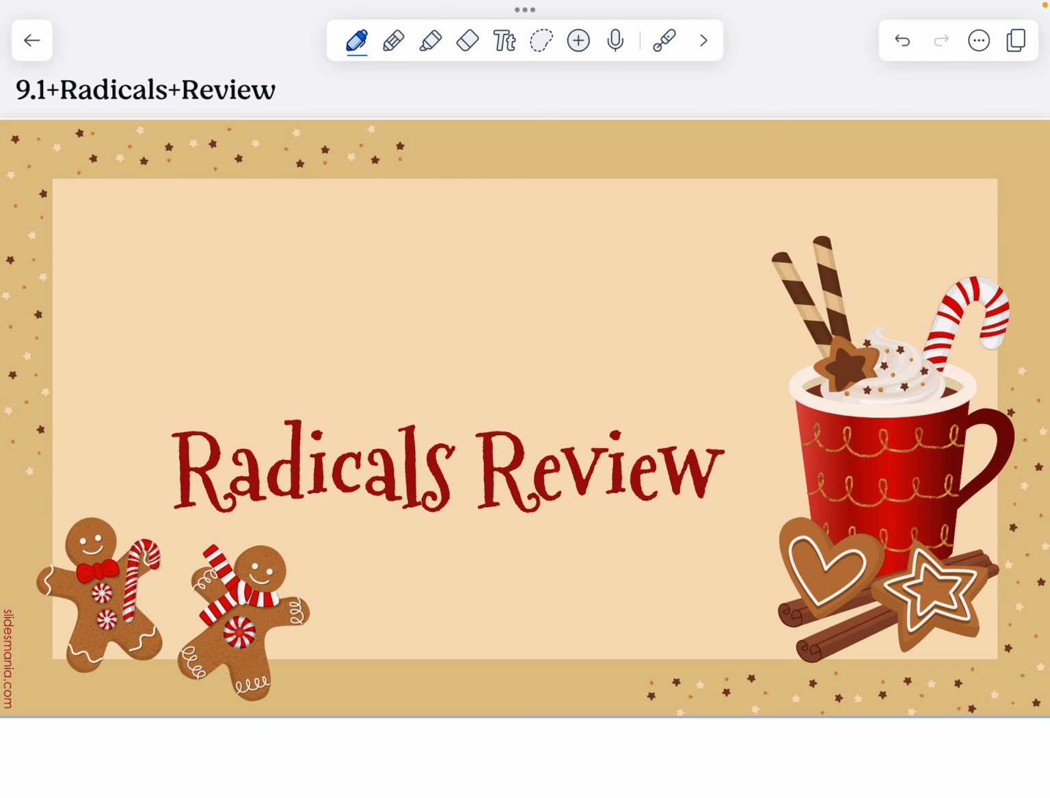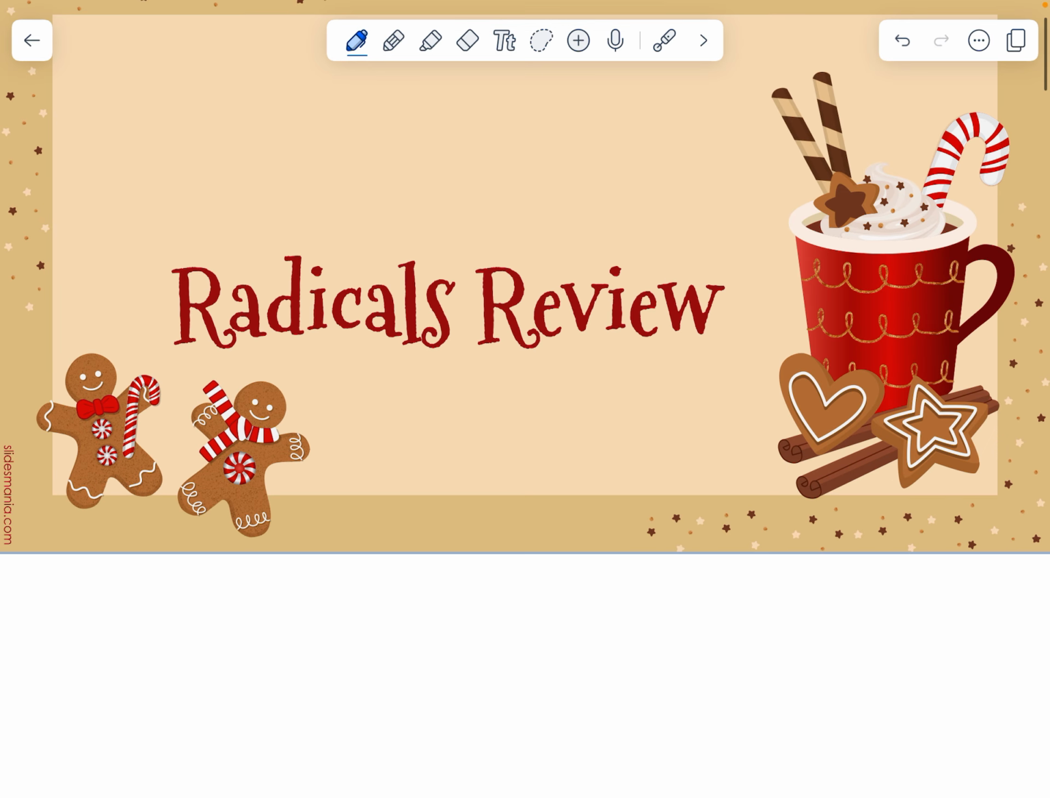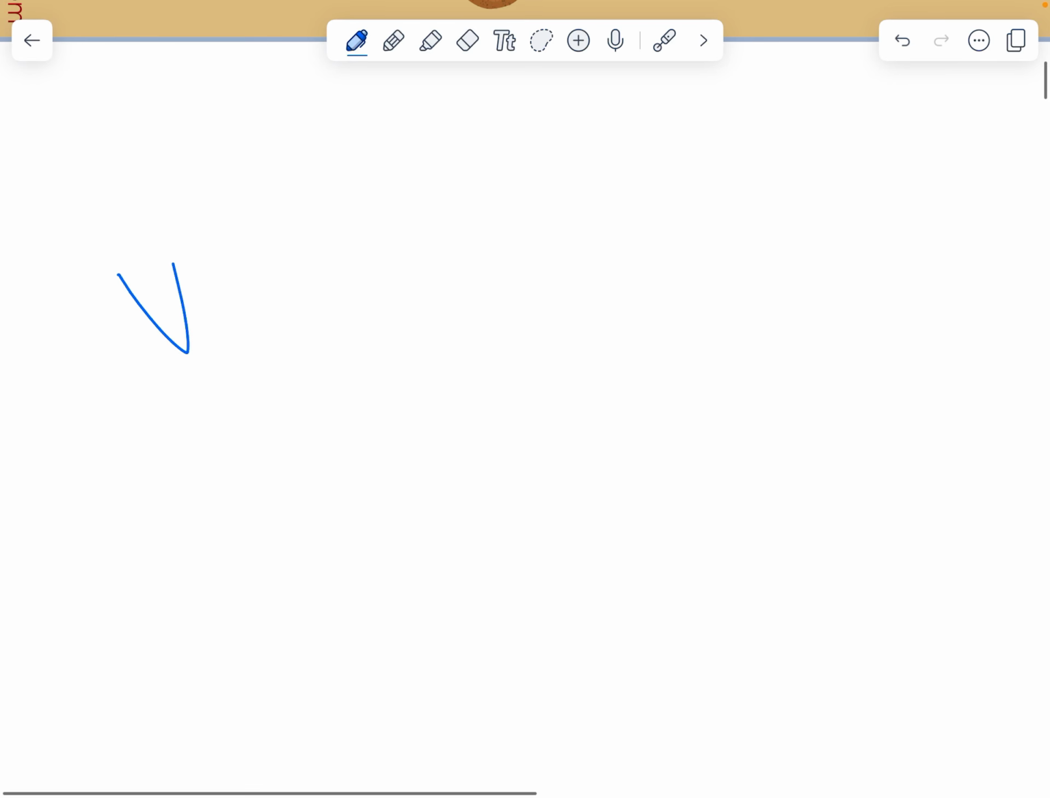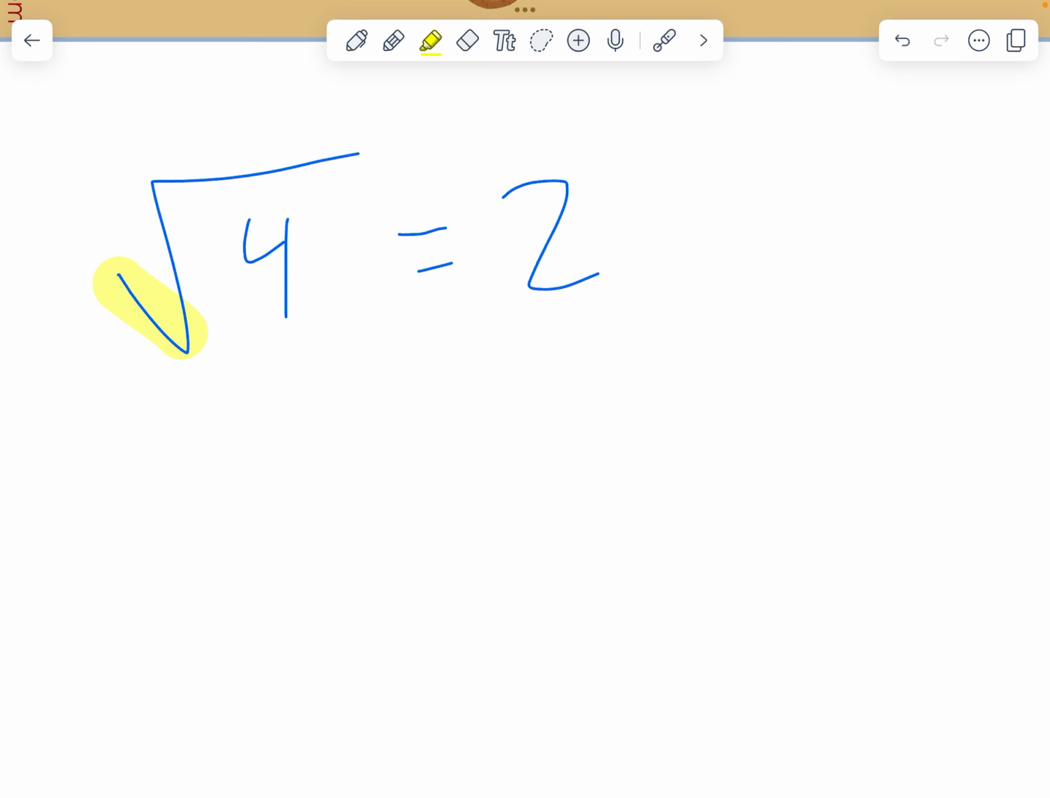All right, guys. Today we're going to be going over some radical stuff. Most of this stuff you will have learned in Algebra 1, but it's better to not assume that we remember things and good to go over stuff. So a radical is just the name for a square root, okay? Like the square root of 4 is 2. So this shape, we call that a radical.